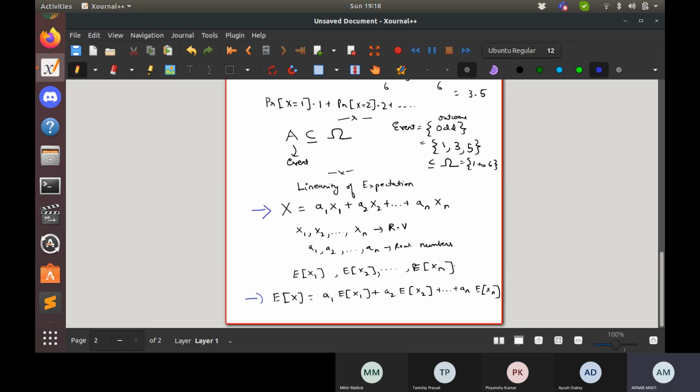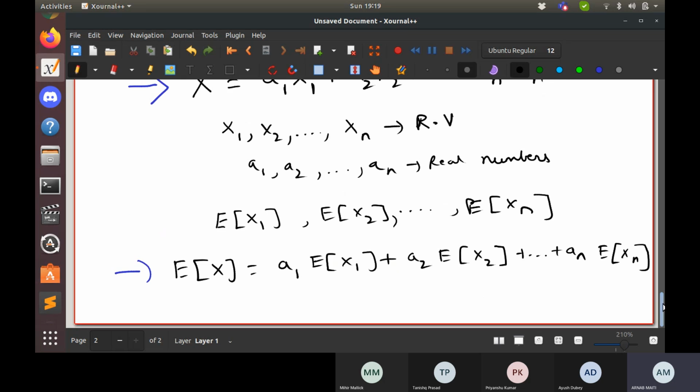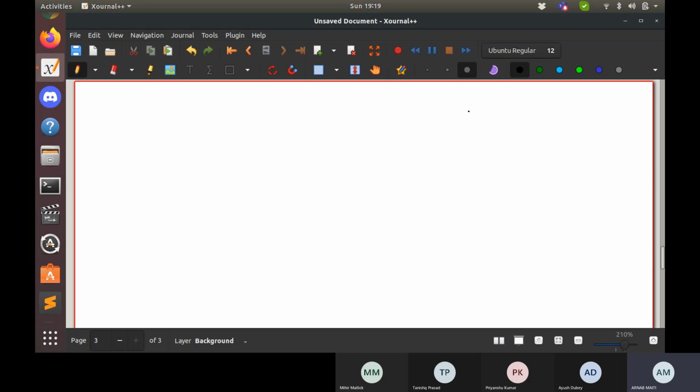So this allows us to solve some problems which otherwise would have been very tough to solve. Let's take the example of rolling of dice only.